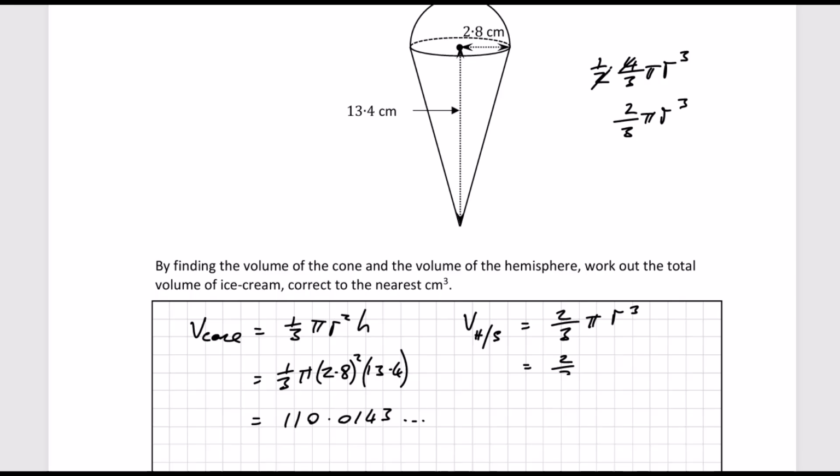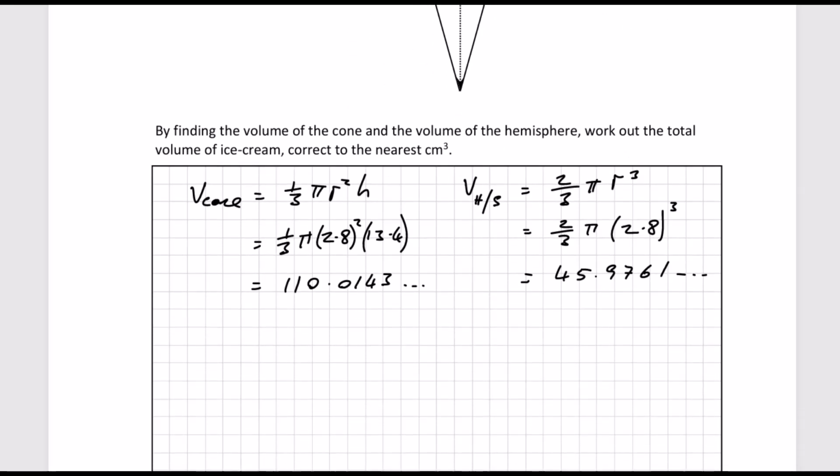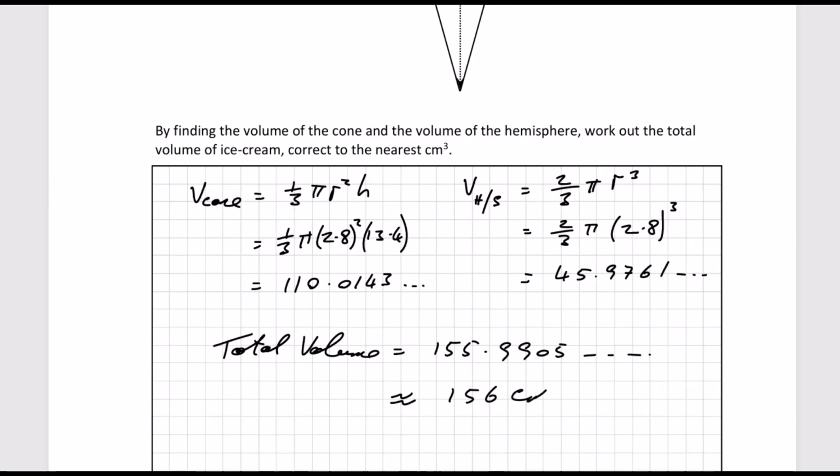Let's work out the volume of the hemisphere. So that's 2/3 times pi times the radius, which is 2.8. We've got to cube that. So when you do that, you get 45.9761 and so on. So we want the volume of the whole thing. So the total volume is equal to those two things added there, which is 155.9905 and so on. We want this to the nearest centimeter cubed, so it's 156 centimeters cubed. That's the answer there.